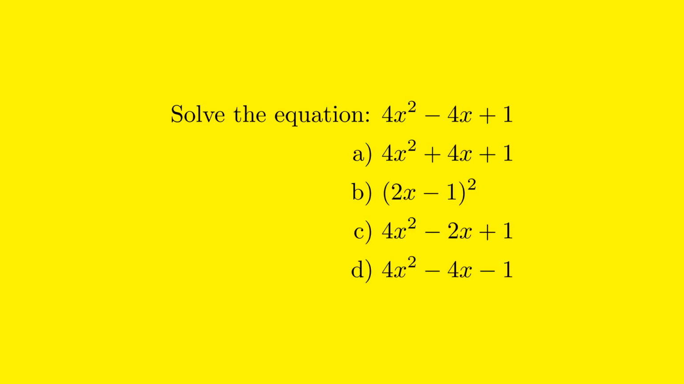In this problem, we are given the quadratic expression 4x² − 4x + 1, and we need to determine which of the following expressions is a possible solution. A, 4x² + 4x + 1. B, (2x − 1)². C, 4x² − 2x + 1. D, 4x² − 4x − 1. Pause the video here and try to solve the problem for yourself.